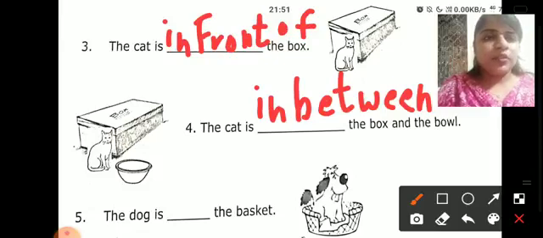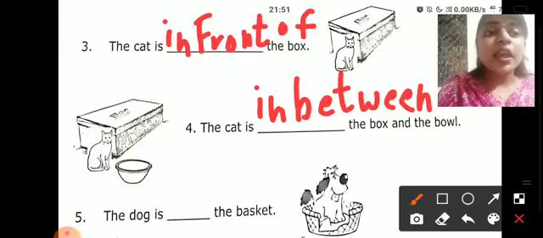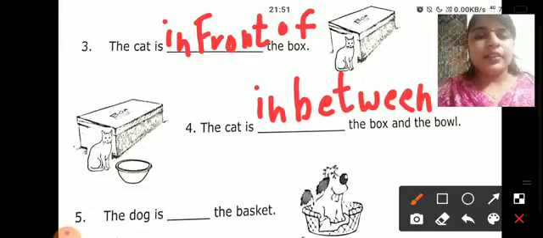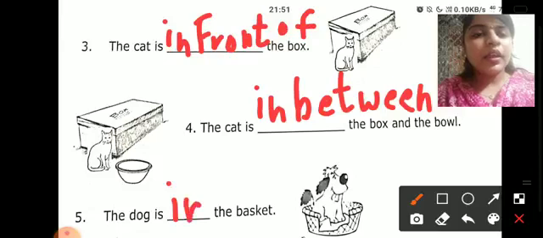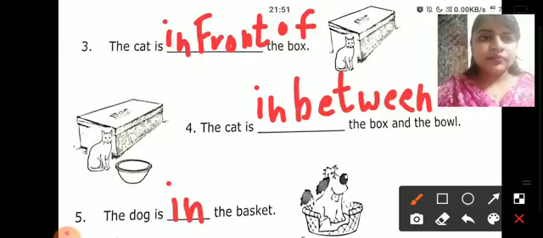The next one. Number 5. The dog is dash the basket. Where is the dog? The dog is in the basket. Yes? So you're going to write it with me. I-N in. Write it down. I-N in. Done? Good.